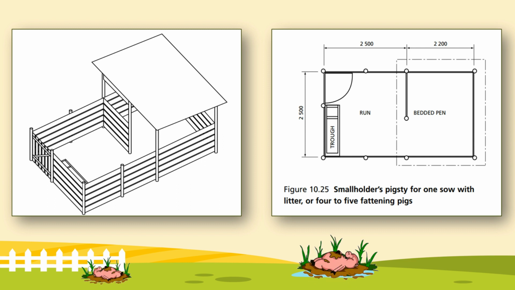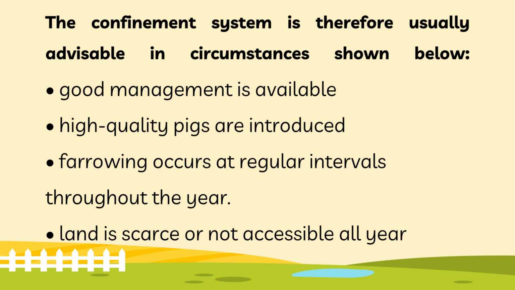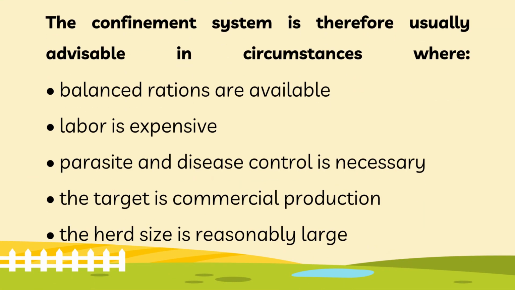Confinement pig farming is gradually replacing traditional methods due to reduced production expenses, enhanced feed utilization, and superior disease and parasite management. The confinement system is therefore usually advisable in circumstances shown below. Good management is available, high-quality pigs are introduced, farrowing occurs at regular intervals throughout the year. Land is scarce or not accessible all year. Balanced rations are available. Labor is expensive. Parasite and disease control is necessary.